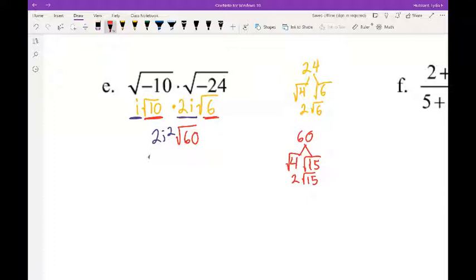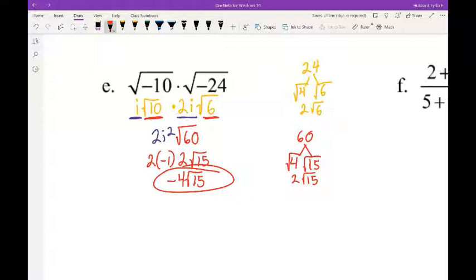So simplifying this, I'm going to turn that i squared into a negative 1. I'm going to turn that radical 60 into 2 radical 15. And now I'm going to multiply everything outside the radical together. So 2 times negative 1 is negative 2, times 2 is a negative 4, radical 15. And that would be our answer.